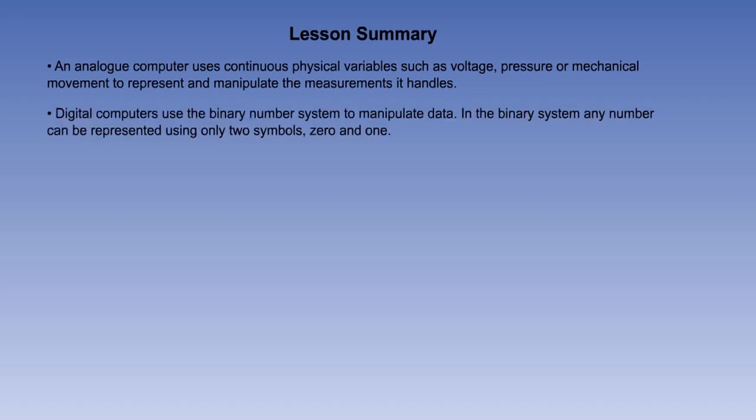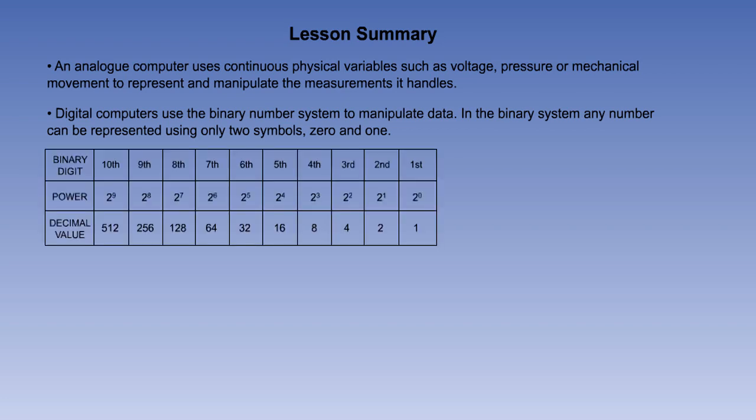Digital computers use the binary number system to manipulate data. In the binary system, any number can be represented using only two symbols, 0 and 1. A binary number can be converted to its decimal equivalent and vice versa using the table shown here.